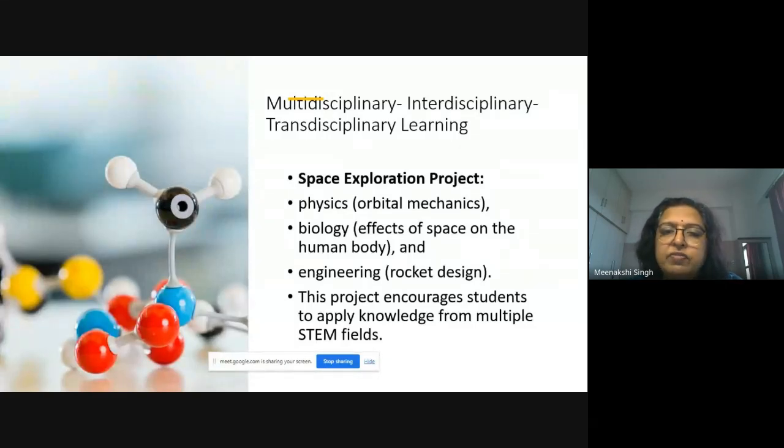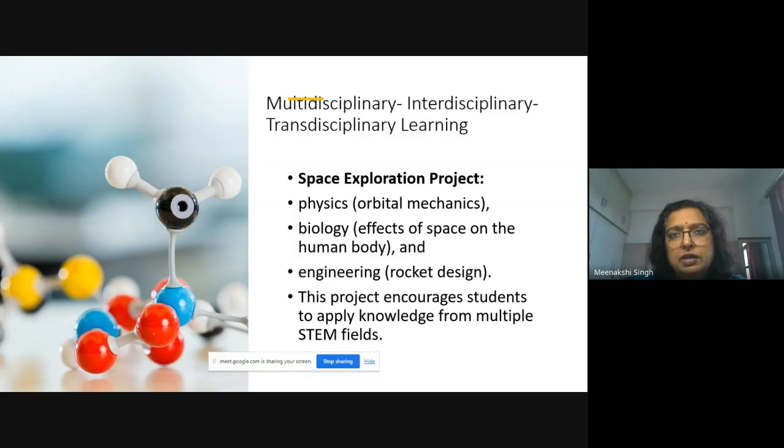In fact, not just physics, biology, and engineering. You will need textile engineers. If you actually think of a space exploration program, you will need food technologists. What kind of food can be taken to space? What kind of clothing can be taken to space? Material sciences people will be there. Everybody will be there. Medical sciences people will be there.